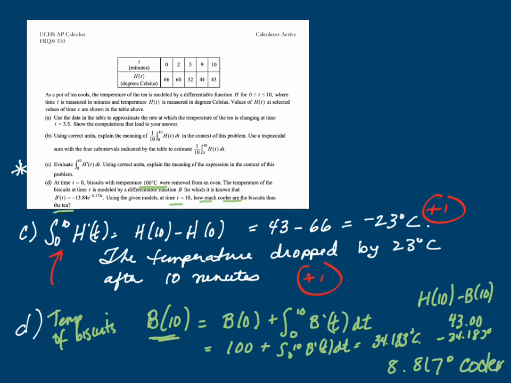Sorry, I squeezed that in. So D was worth 3 points. C was worth 2 points. The first point was if you wrote this integral out, including the b of 0. The second point was for using 100. And the third point was having the right answer. All right, so that was FRQ 310.